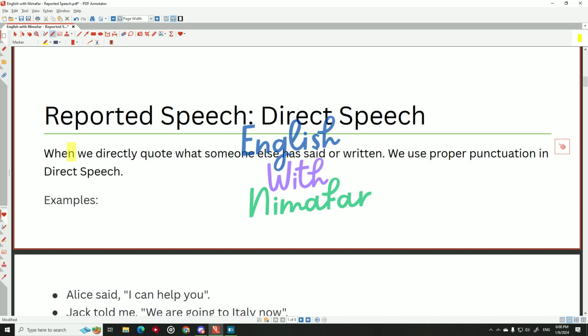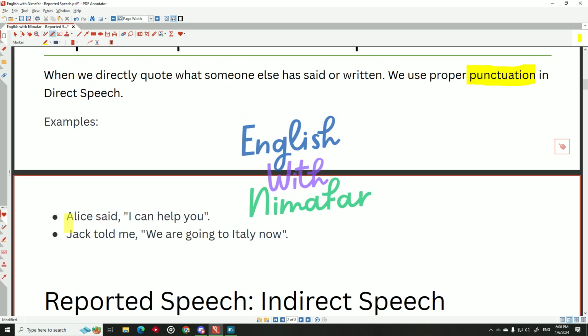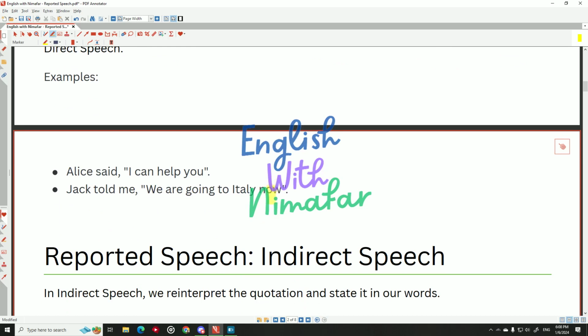When we directly quote, someone said direct, someone said directly, both of them are correct. When we directly quote what someone else has said or written, we use proper punctuation. Punctuation matters in direct speech. For example, look here. Alice said, "I can help you." That's nice. Alice said, comma, we have quotation marks, "I can help you." Jack told me, "We're going to Italy now."